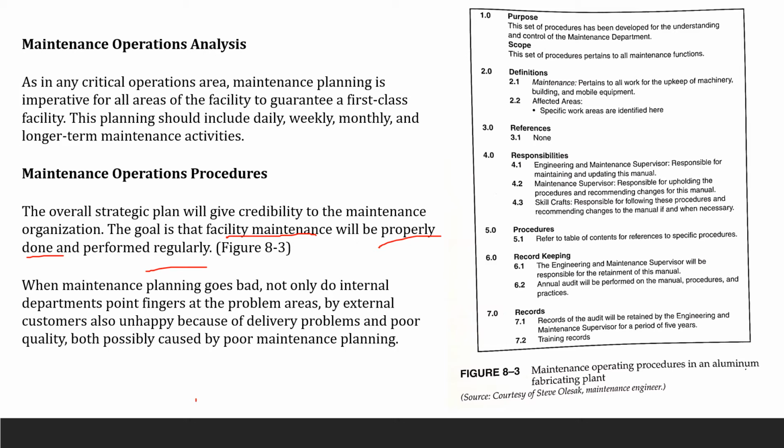So when maintenance planning goes bad, here we go, your plan B and C. Not only do internal departments point a finger at each other at the problem areas, but the external customer is also unhappy because they have to come up with their own planning to compensate for delivery problems or poor quality, possibly caused by poor maintenance planning. So this is going to come down on your head again. Therefore, you have to do planning in a proper way, in the right way.